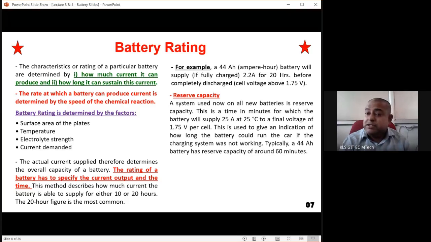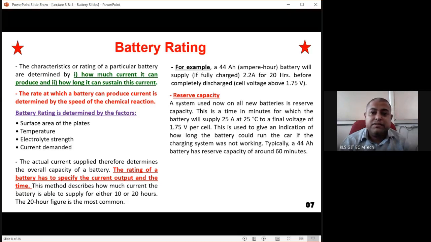But if you are charging the battery fully up to 2 volt, and running it at a higher capacity, meaning 25 ampere, and if it can give 25 ampere for 60 minutes or 1 hour, then we can say it has a very good reserve capacity. So, the difference between ampere hour and reserve capacity.